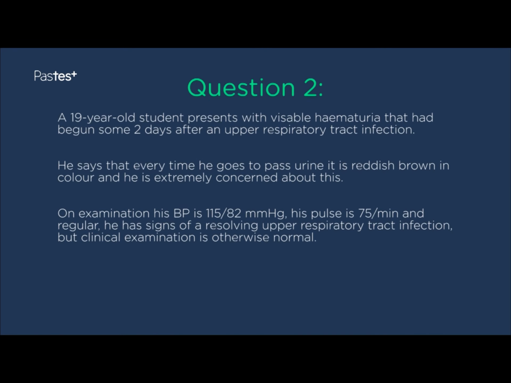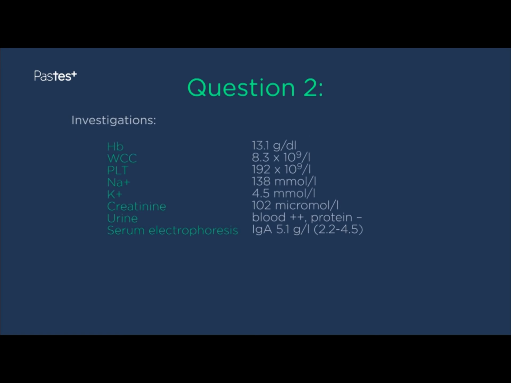The second question relates to a 19-year-old student who presents with visible hematuria that had begun some 2 days after an upper respiratory tract infection. He says that every time he goes to pass urine, it is reddish-brown in colour, and he is extremely concerned about it. On examination, his blood pressure is 115/82, pulse is 75 and regular. He has signs of a resolving respiratory tract infection, but clinical examination is otherwise normal.